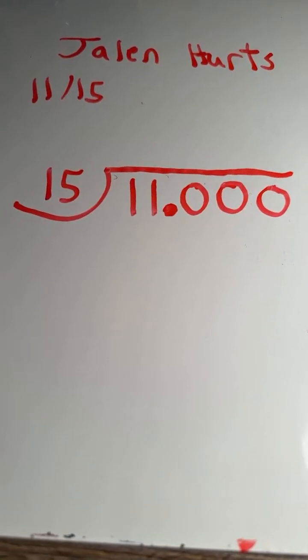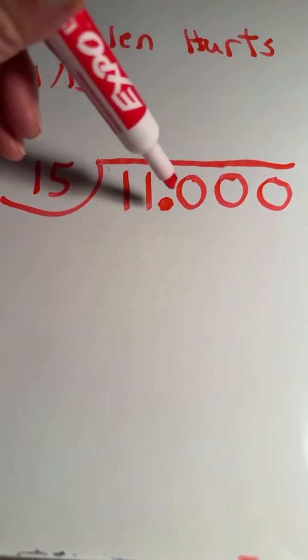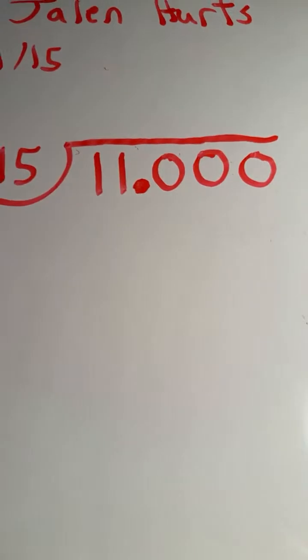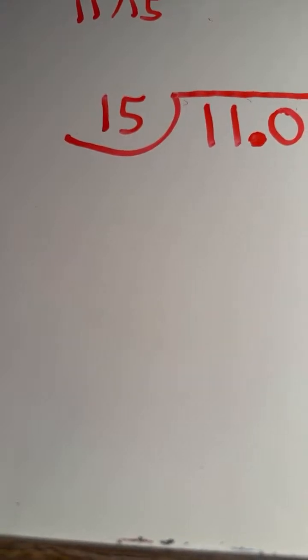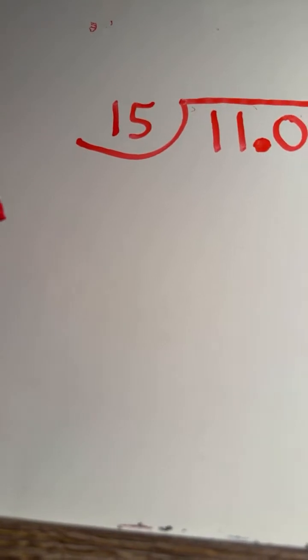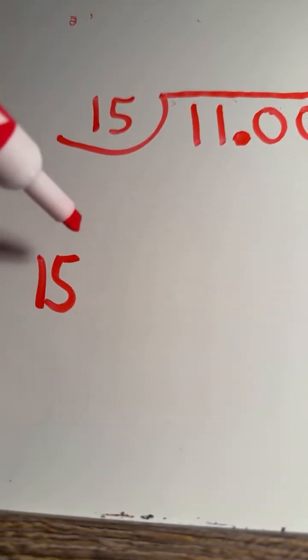So again, we are going to start out as if we were dividing a whole number. Then at the very end, we are going to move the decimal to its proper place. So pretending this is a whole number, 110 divided by 15, we got to figure out how many groups of 15 we can get into 110. So counting by 15s. 15, so far we have 1 group.